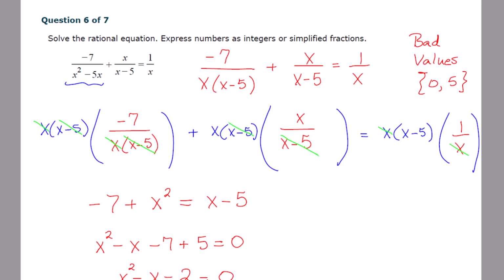And if I want all of this stuff to cancel, I need to multiply by x minus 5 times all three parts. In the first part, everything cancels and I get a -7. In this next part, x minus 5 cancels and I've got x times x, which is x squared. On the right, the x's cancel and I get x minus 5.